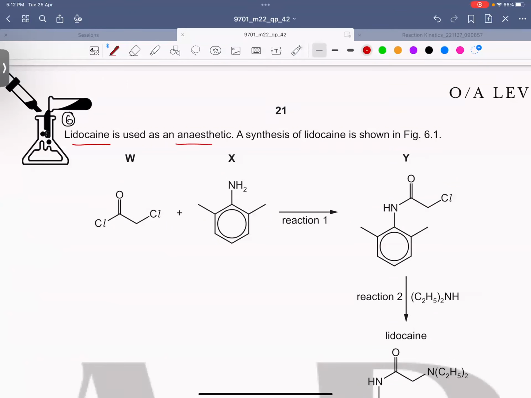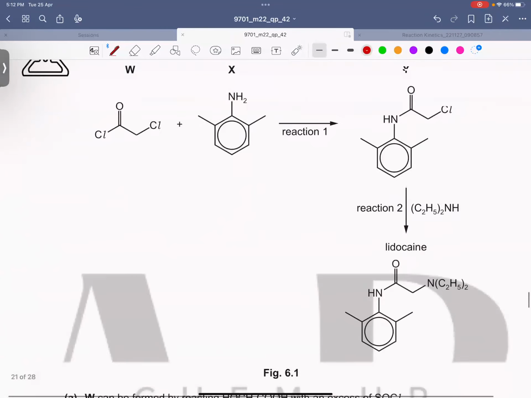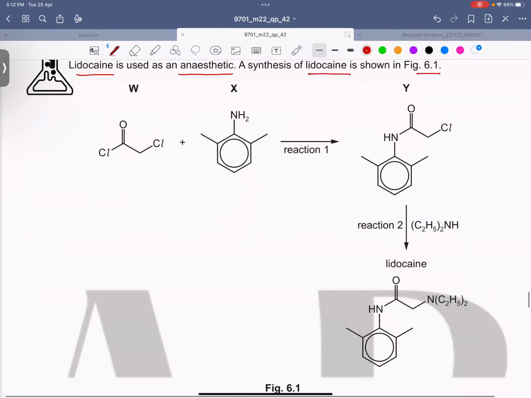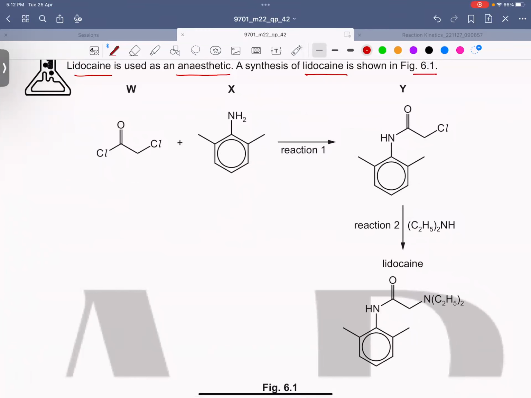Lidocaine is used as an anesthetic. A synthesis of lidocaine is shown in figure 6.1. Okay, here you go. So if you see over here, what would happen? The H from here and this chlorine is being removed, minus HCl.